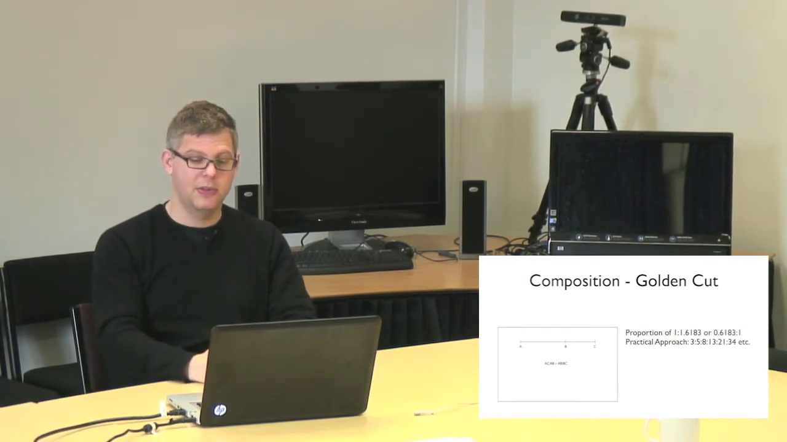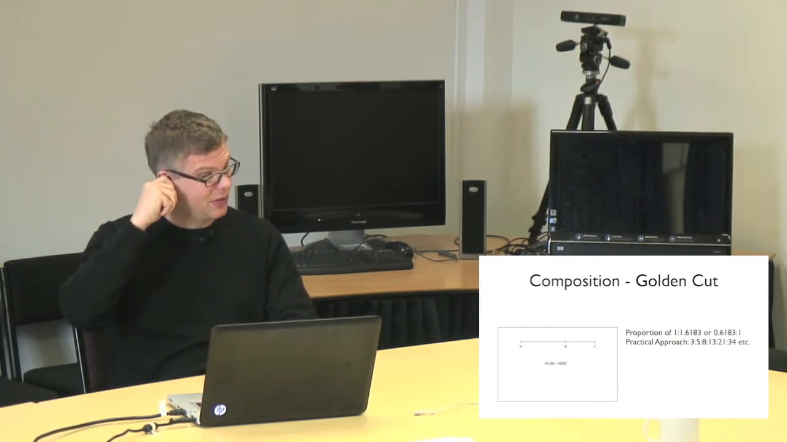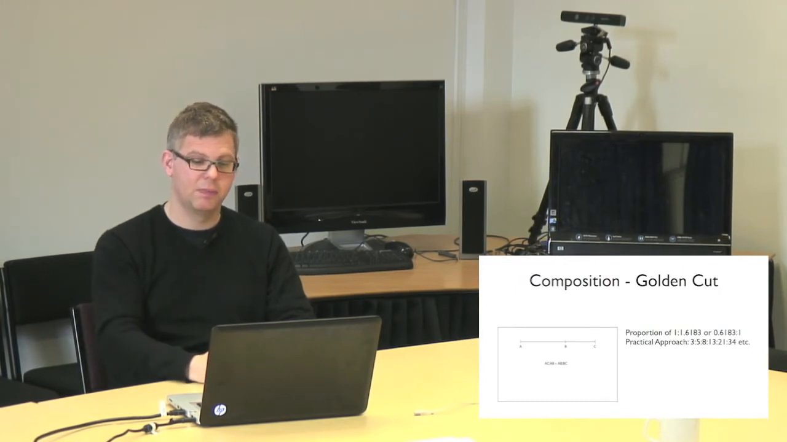Another rule of thumb. You see there, it's kind of difficult to just remember this proportion, but there's an easy way of doing it. So we've got a sequence of numbers down there: 3, 5, 8, 13, 21, 34. Which one is the next one? 55. You get it? 89.